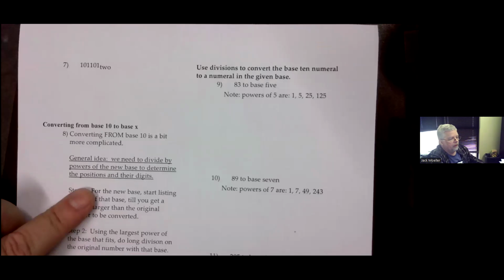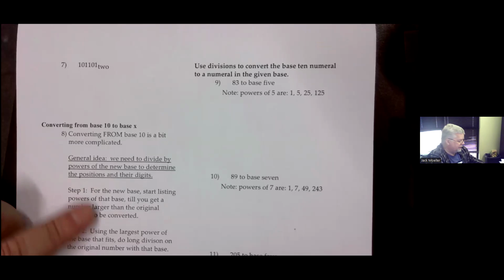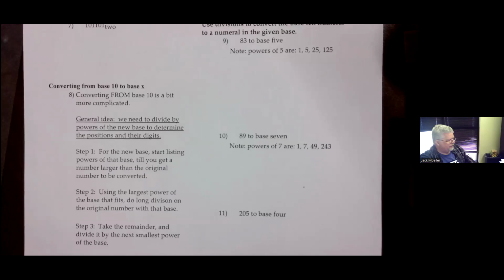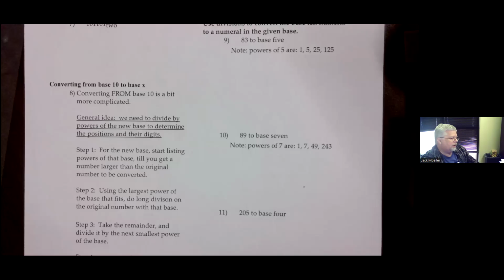So how do we convert from base 10 to a different base? Well, this is more complicated, which is why we're doing this second. But think about this: we're basically going backwards. We were doing multiplications, or powers, initially to convert this. Since we're going backwards, we're going to be doing some divisions.